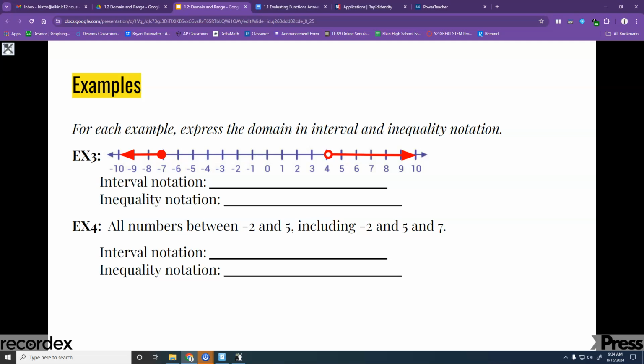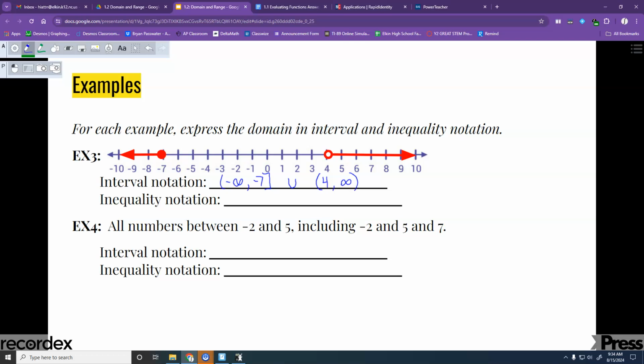All right, let's go over these and see what we've got here. For the first one, you should have negative infinity up to negative 7. You should have a bracket with that negative 7. You'll put your union symbol, and then you should have parentheses for 4, comma, infinity.